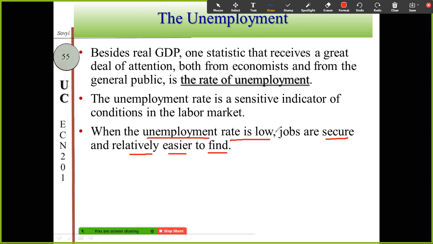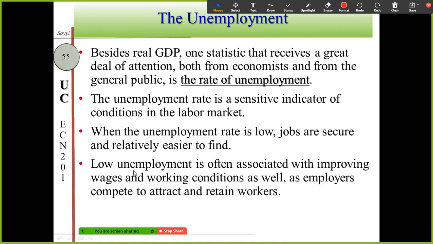Okay, this is a good sign for a country, because when a country has lower unemployment, more people tend to be employed. When more people are employed, economic activity in this country tends to go up. That's why this country's economy tends to grow. So that's why we look at the low unemployment rate. Low unemployment is often associated with improving wages and working conditions, as employers compete with other employers to attract or to retain their workers.